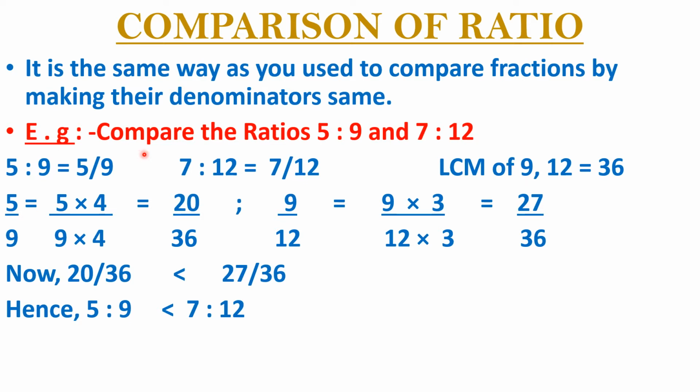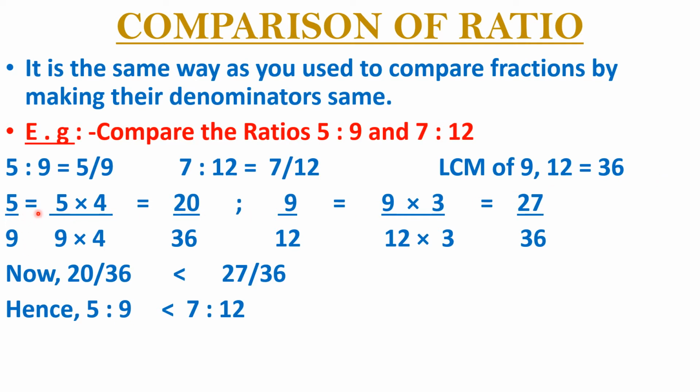For example, compare the ratios 5:9 and 7:12. To compare the given two ratios, first, write the given ratio as fractions, that is 5:9 equal to 5/9 and 7:12 equal to 7/12. Make the denominators of the fractions equal. To do so, first find the LCM of 9 and 12, which comes to 36. Then make the denominator of each fraction equal to the LCM as 36.